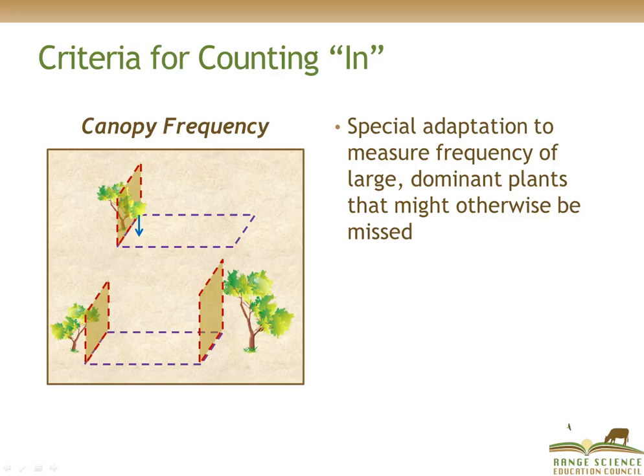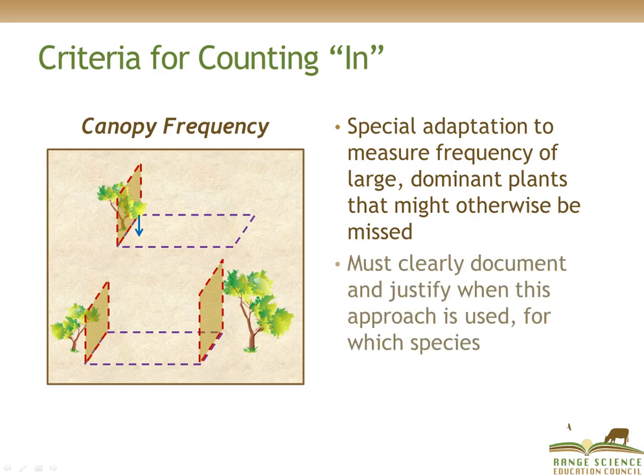In the diagram at the bottom, we would not count either one of these trees as being in the plot because the canopy is not overhanging. Now it's important to note that we only use this for certain plants that are important for us to be able to detect, and we need to justify using canopy frequency for those plants. It's also important to clearly document when this approach is used and explicitly which species it's used for.